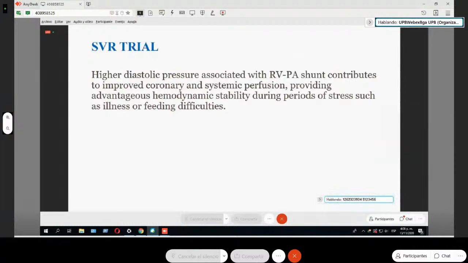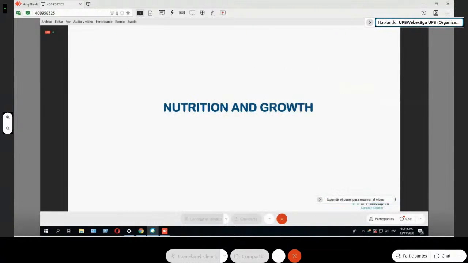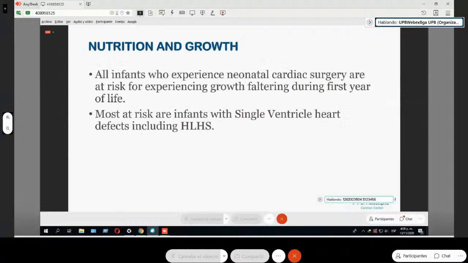Entonces, parece que fue bien demostrado que los pacientes con el shunt RBPA contribuían a una mayor perfusión coronaria y sistémica, lo que daba estabilidad hemodinámica, comparado con bebés de inestabilidad hemodinámica o con bebés que tenían dificultad de alimentarse. Esto nos lleva al siguiente problema en el periodo interestadio relacionado con nutrición y crecimiento.